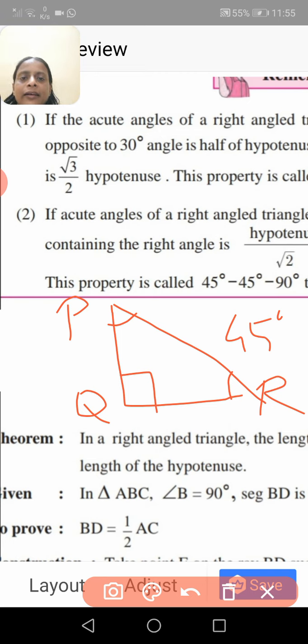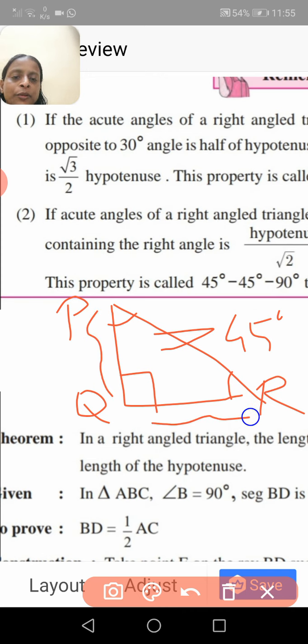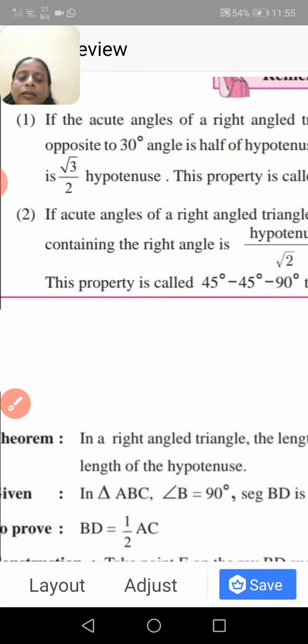And here the property is that each side, the side opposite to both 45 degree angles, in this case PQ equal to QR equal to 1 by root 2 multiplied by hypotenuse. That is here 1 by root 2 into PR is the length of PQ and QR. Both are the same, equal. Okay.